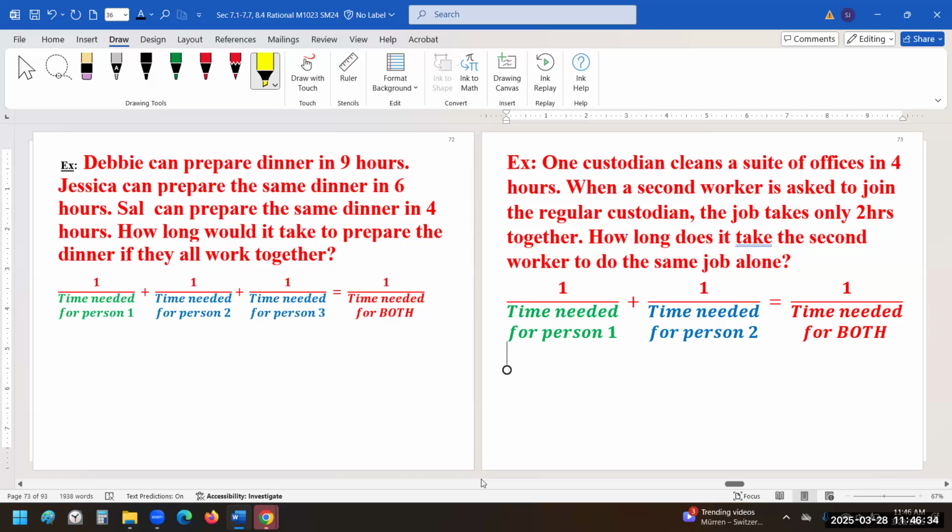Nine times one is nine. Nine plus seven is 16.